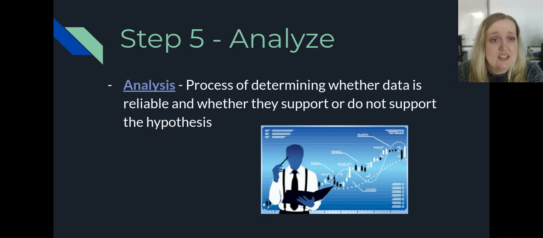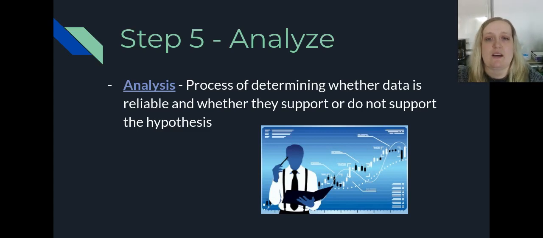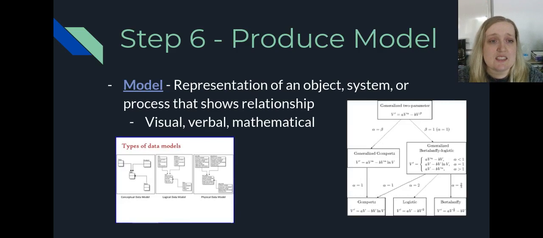Step 5 is to analyze. So after you collect your data from your experiment, then you go through an analysis. An analysis is a process of determining whether data is reliable and whether it supported or did not support your hypothesis. Step 6 is to produce a model. A model is a representation of an object, system, or process that shows a relationship. Models can be visual, verbal, or mathematical. So this is how you present your data after you have done your experimentation and analysis.